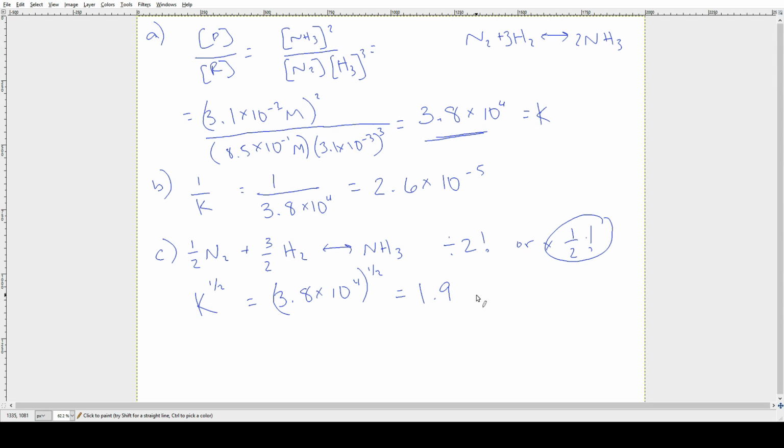Whatever, it doesn't really matter, but good to know anyway. Raised to the 1/2 power means square rooted. Okay, that's C. And D.